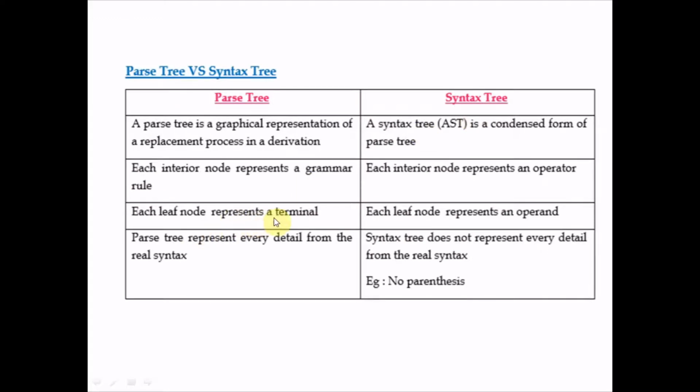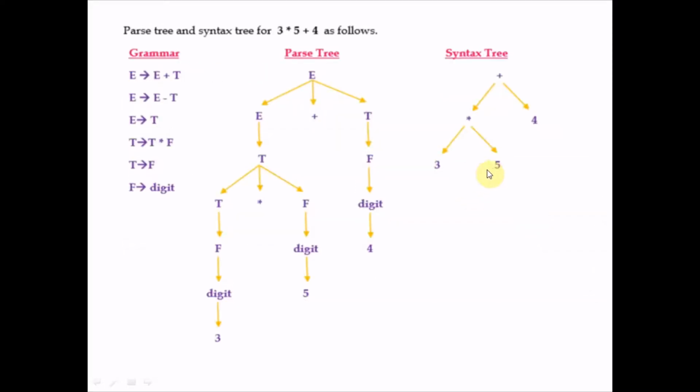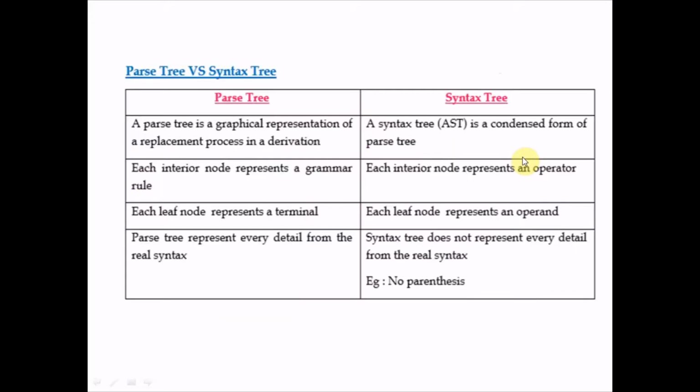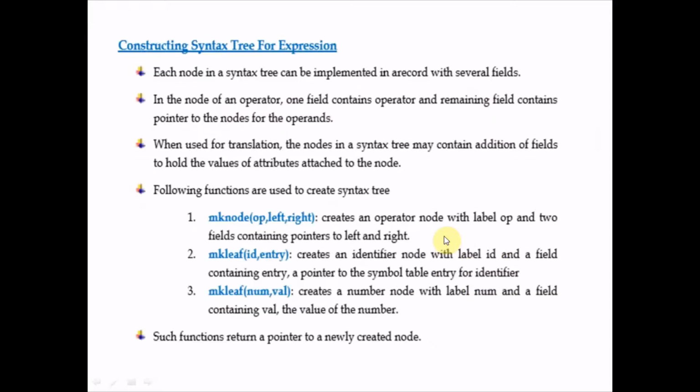Each leaf node represents a terminal in the case of a parse tree, whereas in the case of a syntax tree, each leaf node represents an operand. A parse tree represents every detail from the real syntax, whereas a syntax tree doesn't represent every detail from the real syntax. For example, no parentheses will be shown in the case of a syntax tree.